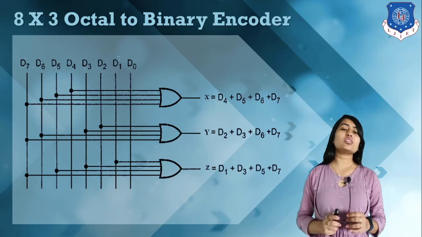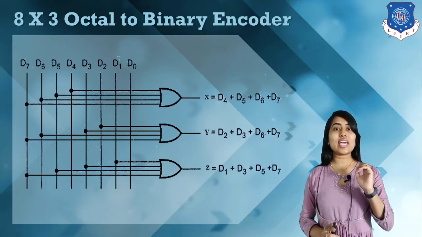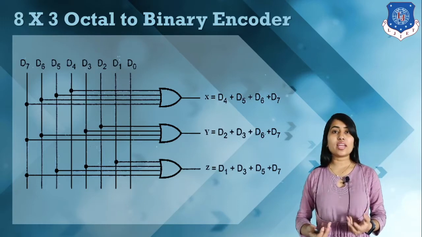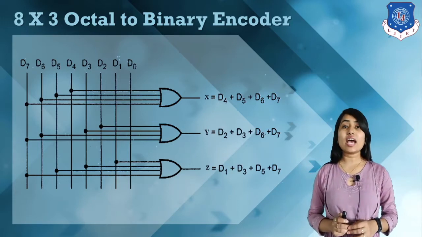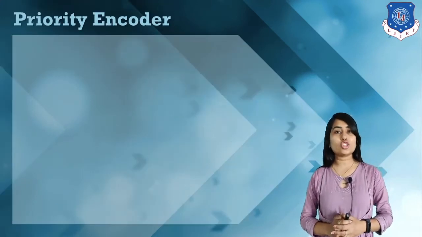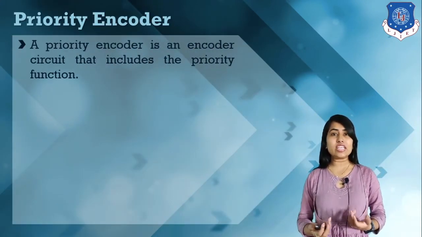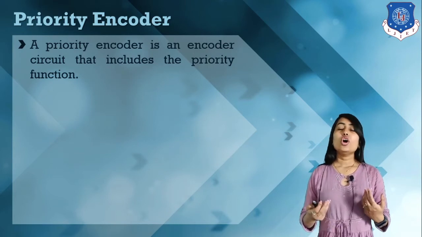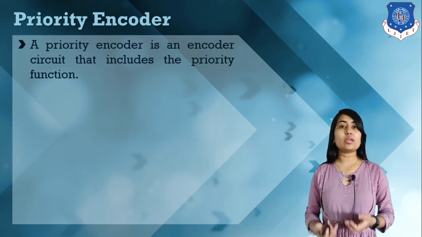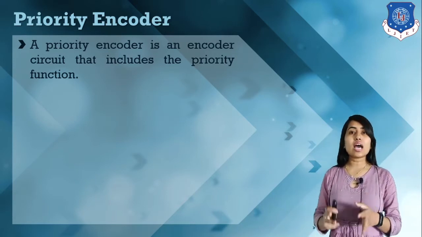Okay, so these are the conditions when only one input is active high at a time. But what if we have more than one input active high? In that case we have a priority encoder. So next we have the priority encoder. This priority encoder considers the conditions in which one or more inputs are active high at a time. We can say that whenever two or more inputs are 1 at a time.